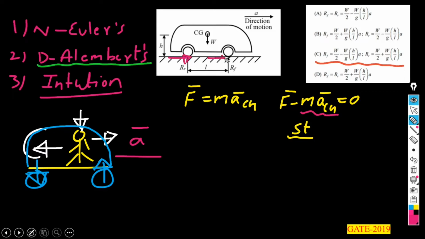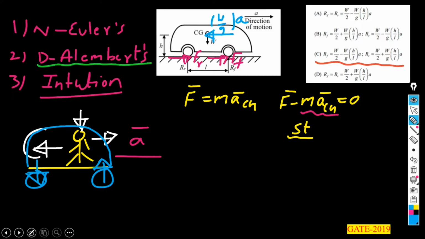Let Fr and Ff be the frictional forces between the tire and the ground. These are the forces which are pushing my vehicle. That's the reason for getting acceleration of my vehicle. And let W by g into a be my pseudo or inertial force in this case.